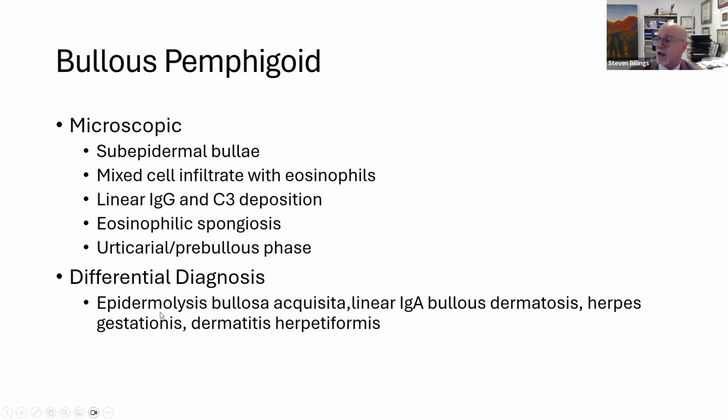Differential diagnosis can include epidermolysis bullosa acquisita, which tends to be less inflammatory, or IgA bullous dermatosis, which can be histologically indistinguishable, though that tends to be more neutrophils rather than eosinophils. And again, dermatitis herpetiformis tends to be more neutrophils.